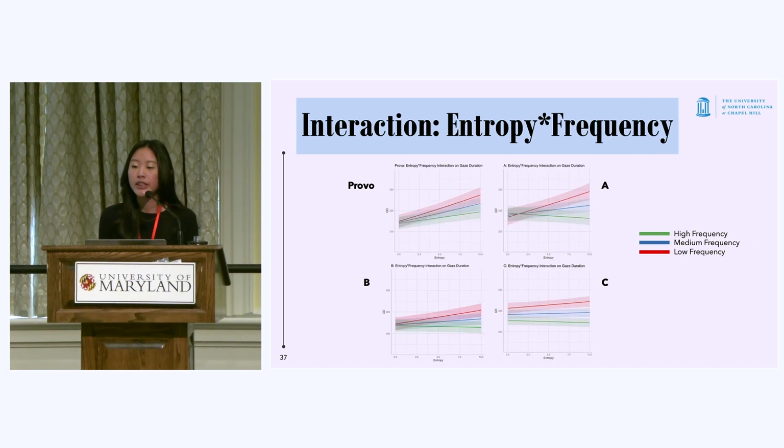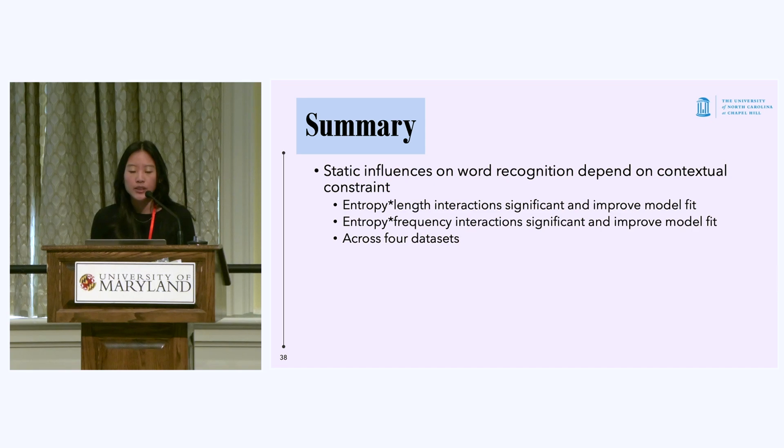Similar for frequency, we have a smaller but very similar effect. So here we have high frequency in green, medium in blue, and low in red. And we also have a fanning out of that effect as entropy gets higher, so as the context gets more neutral. So to summarize, there are static influences on word recognition, and these do depend on contextual constraints.